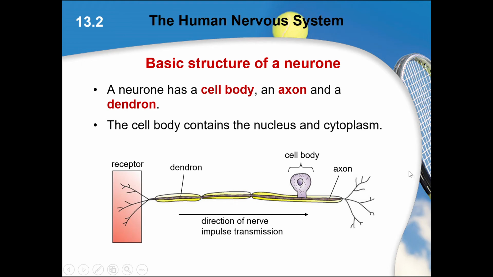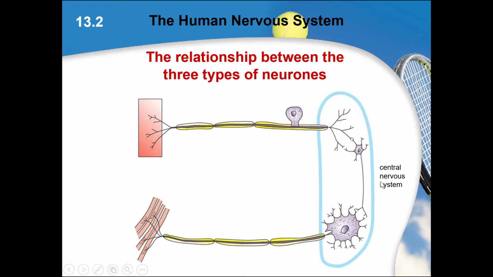Alright, now that you've learned the basic structure of a neuron, we're going to move on to look at how the three types of neurons are related. So if you look at the big picture, you need to imagine that the blue line actually segregates the central nervous system from the peripheral nervous system. So imagine your hands are here. So it's one of your sensory organs.